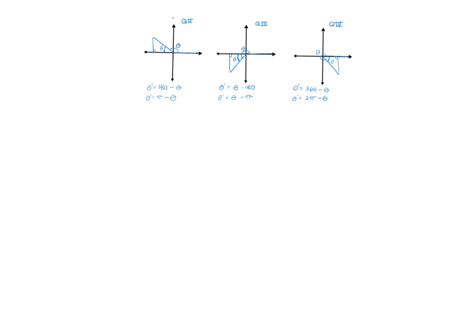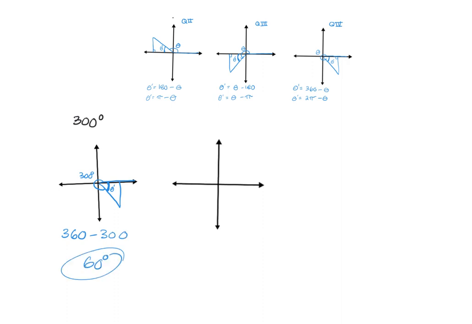So now we're just going to do some examples on how to find reference angles. The first example is 300 degrees. If you draw 300 degrees, that's going to be in quadrant 4. So in quadrant 4, what is the rule for finding the reference angle, theta prime? If you're in quadrant 4 and we have degrees, we'll just do 360 minus 300. So our reference angle is 60 degrees.